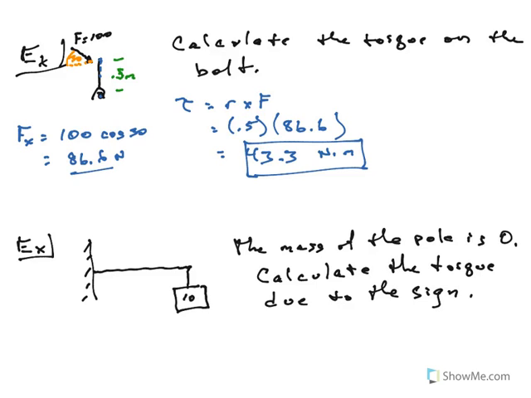Okay? So what do we know? First of all, I know that the length of this pole, we'll call it L. Next, I know that the sign itself is pulling down with a force mg. I want to calculate the torque. Okay, torque, R cross F.